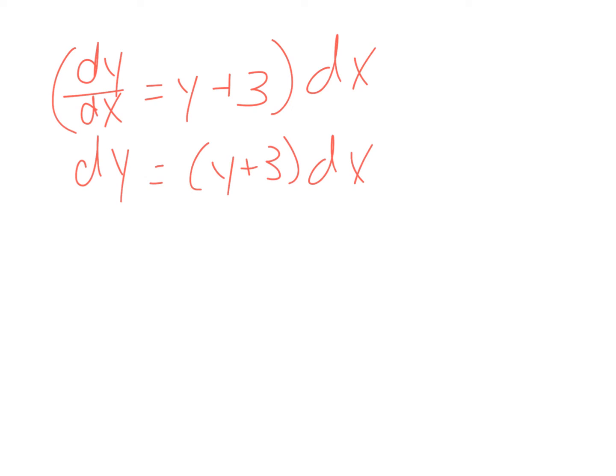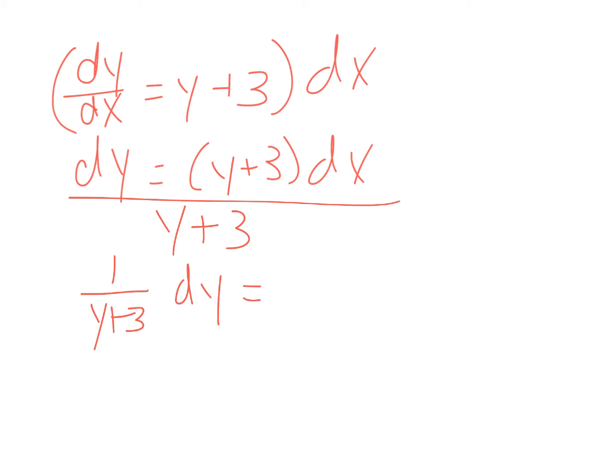Now, I cannot integrate this with respect to x here because of that y. So I'm going to divide both sides by y plus 3. Just like the other problems, we need to move all the y's on one side and the x on the other. Okay, since the plus 3 is attached to it, I'm going to move that over here. So I'm going to be left with 1 over y plus 3 dy equals dx.